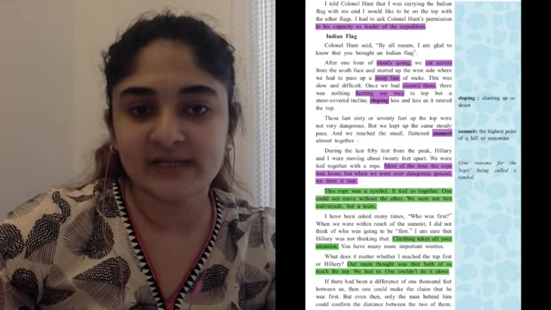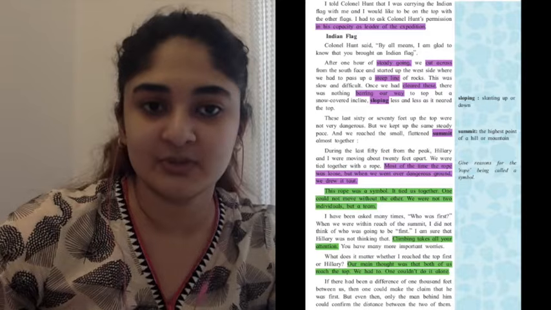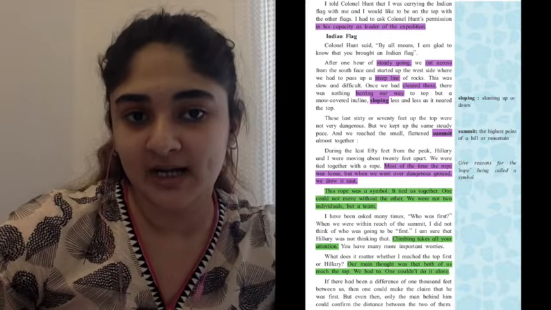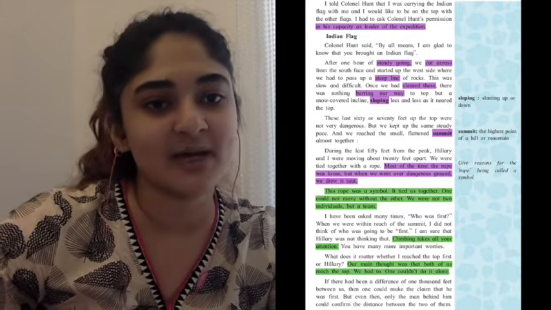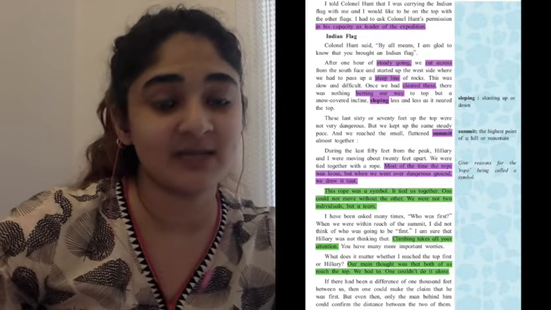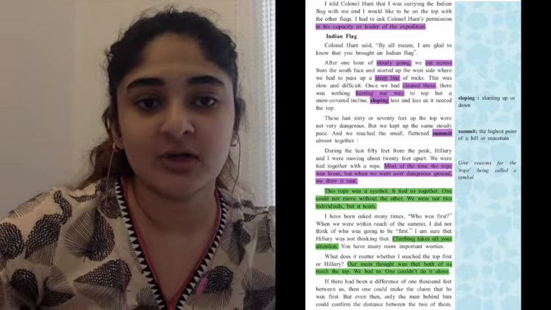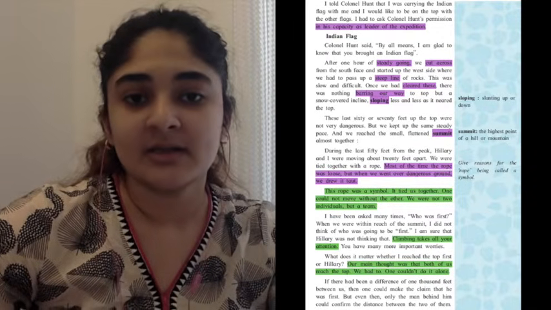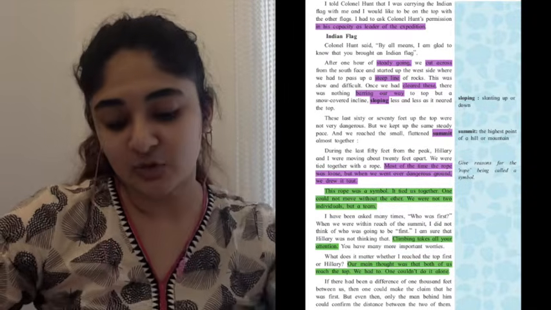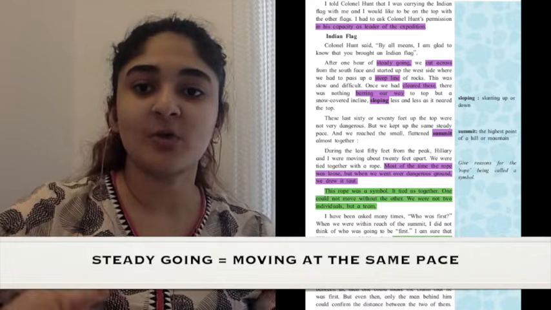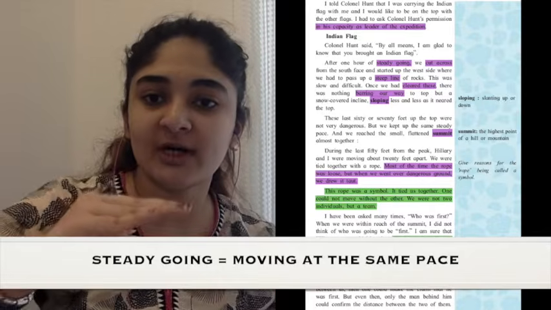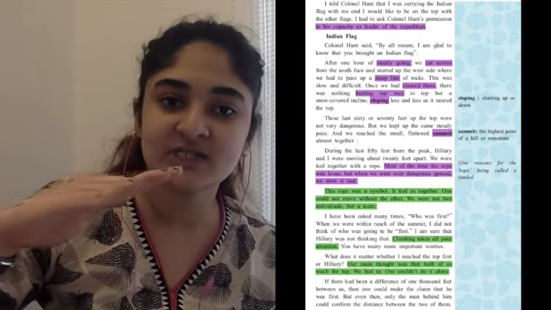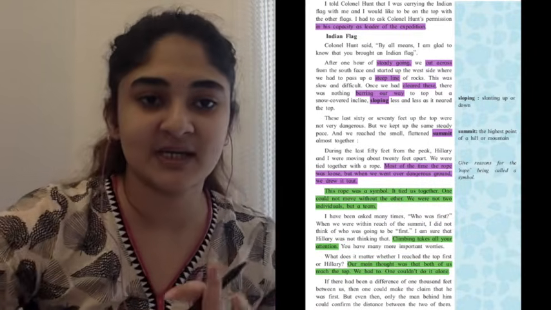When the author Tenzing asked Colonel Hunt for permission to also plant the 4th flag, that is the Indian flag, Colonel Hunt gave the permission by saying, "By all means, I am glad," that means I'm happy that you brought an Indian flag. It says after 1 hour of steady going. Now steady going is going at a continuously good pace. मतलब ऐसा नहीं था कि वो slow हो गए, fast हो गए, slow, कि continuous अच्छे से pace पे जा रहे थे, in a balanced pace.